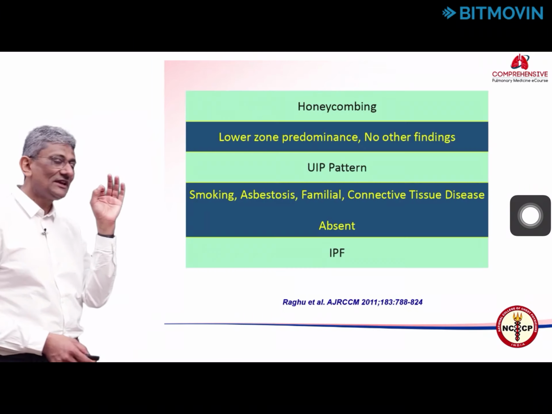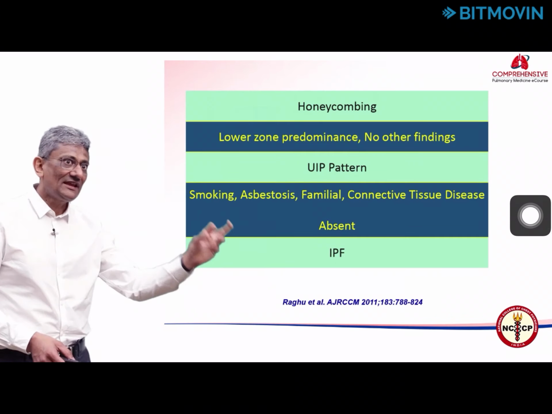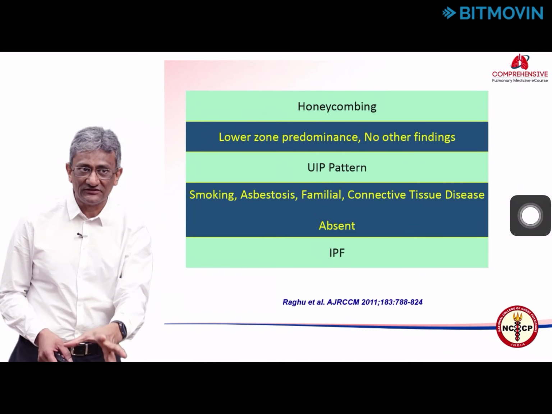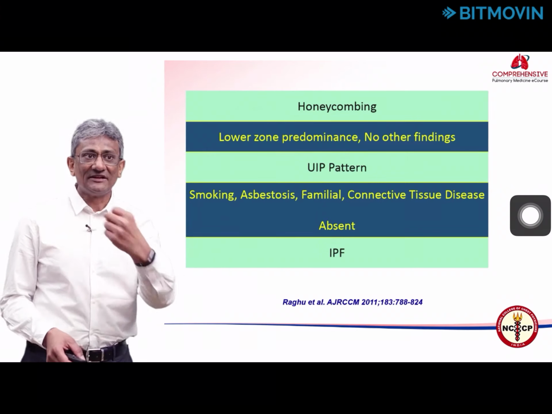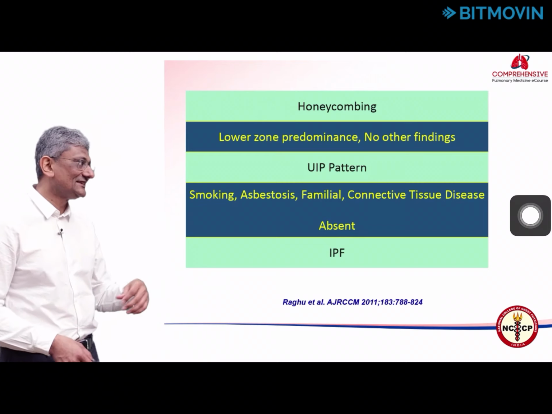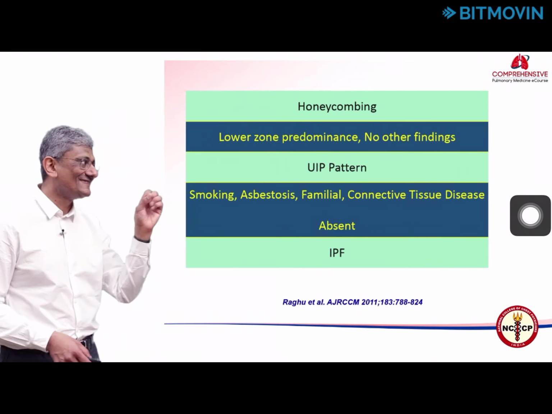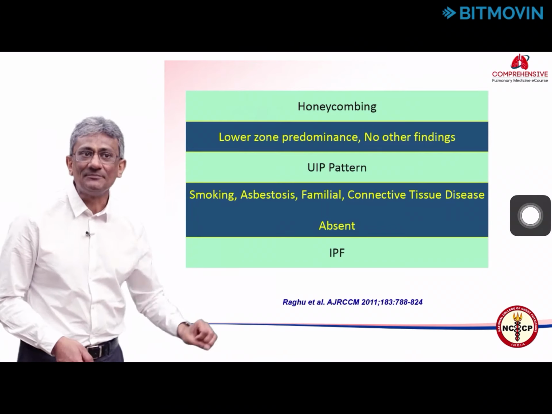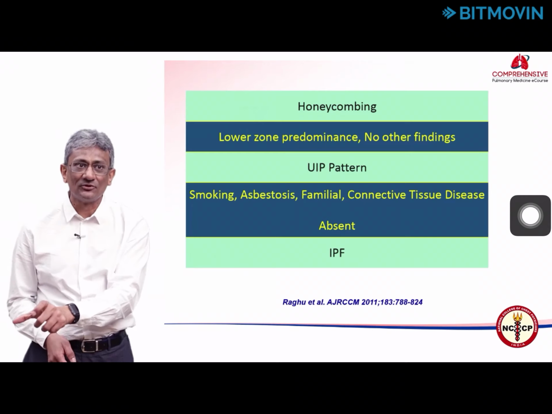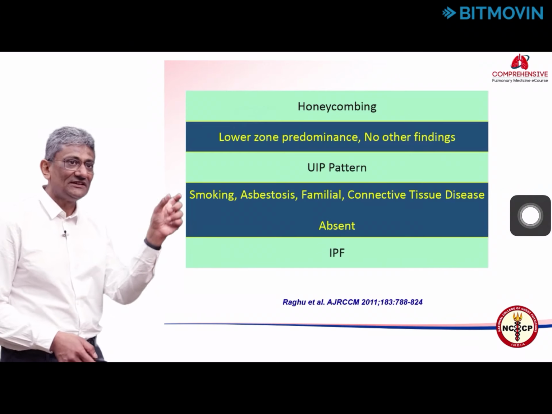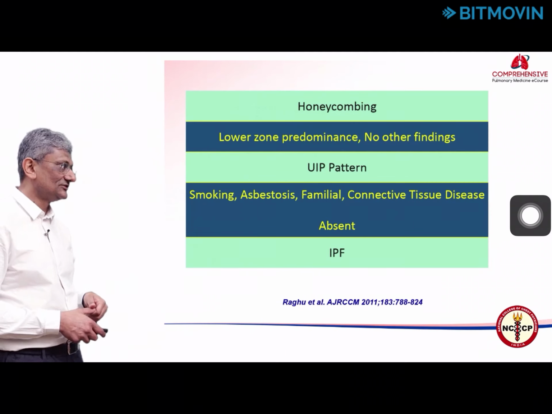And the moment we have this classic UIP pattern, if we don't have an obvious etiology, right? So, the patient doesn't have asbestosis, it's not familial, the patient is not a known connective tissue disease. If all of these so-called etiologies are absent, then we call it IPF, which is idiopathic pulmonary fibrosis, right? So, to call it IPF, we need to make sure it's idiopathic and that there is no underlying etiology.